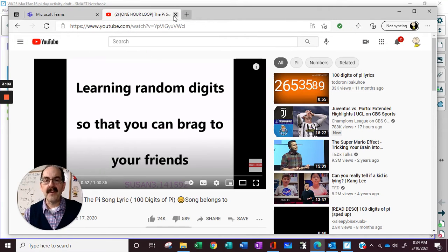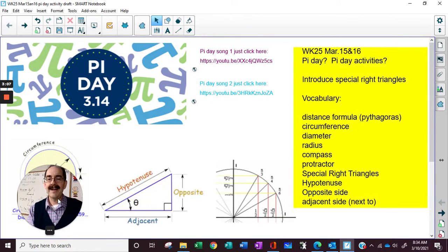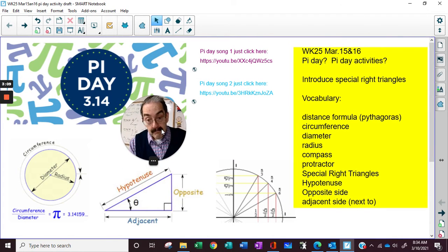Alright, give you a little flavor for pi, a little pi song action going on there. Okay, now let's get started with our Monday, Tuesday pi activity. First thing we got to do is make sure that we can calculate pi. Mr. Miller's going to hand out this sheet, front to back, with what's called a unit circle.